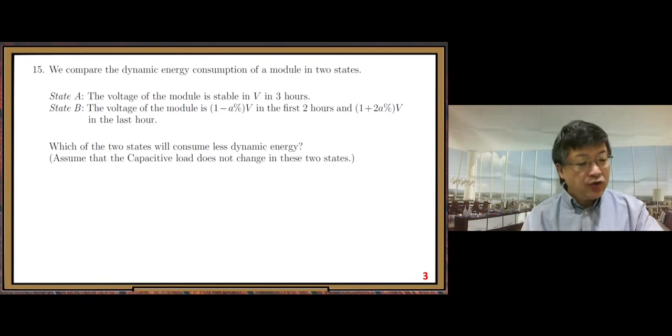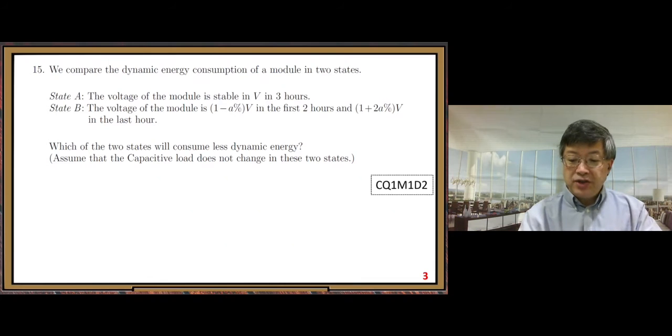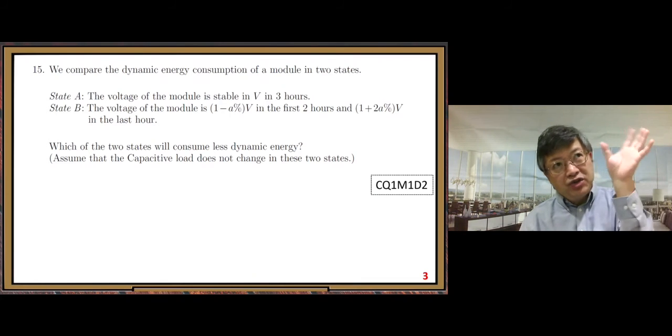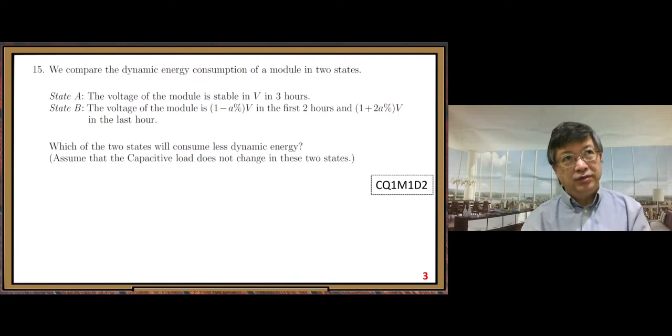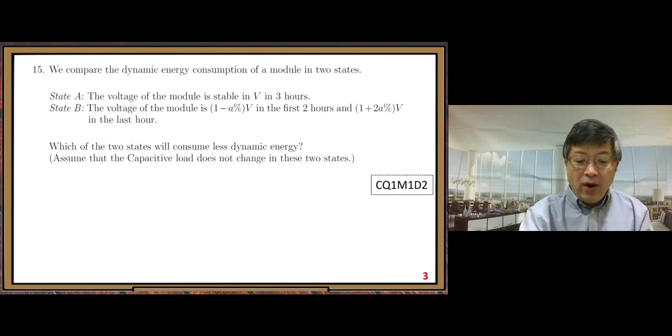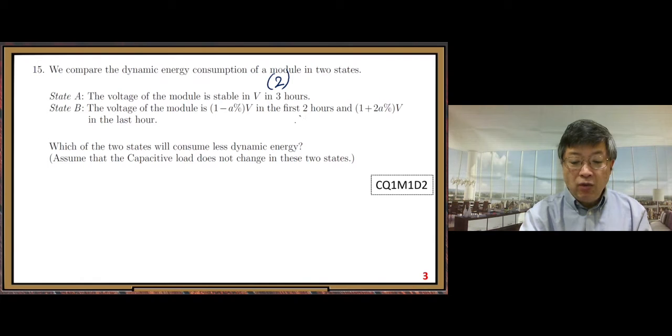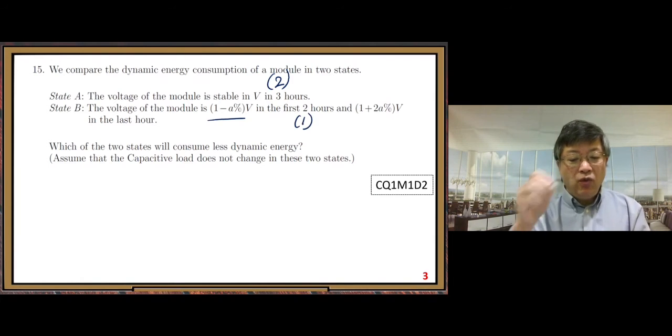This question is pretty close to one of our comprehension questions. So that's this one. In our comprehension question, I gave you the solution so you can study. In that one, I use 2 hours, not 3 hours. So the first 1 hour, it is 1 minus 8%. But the next hour, it's 1 plus 8%.